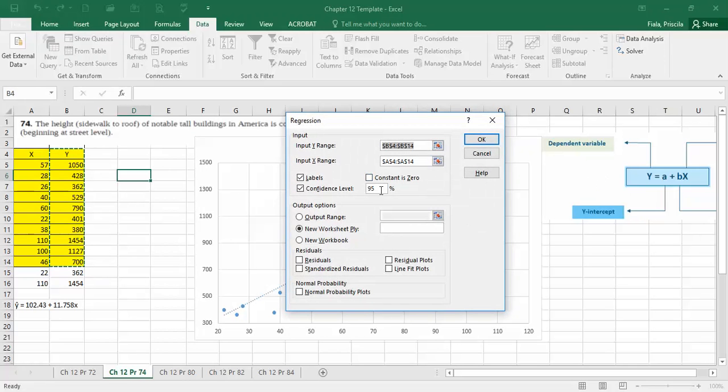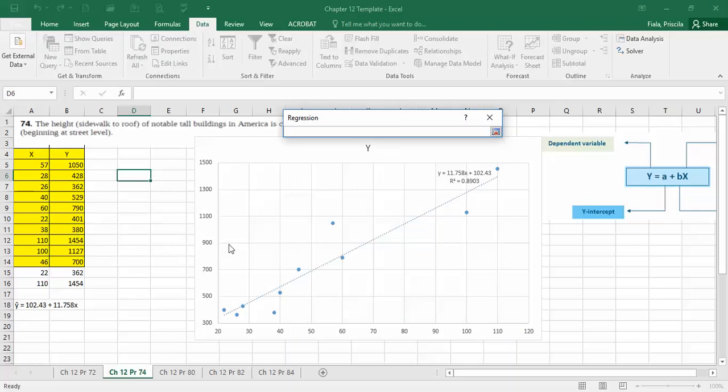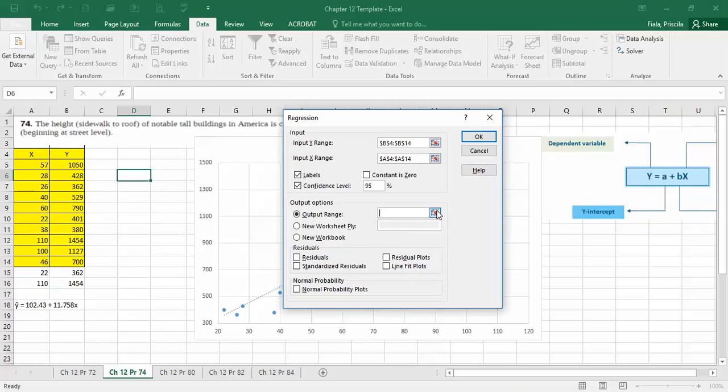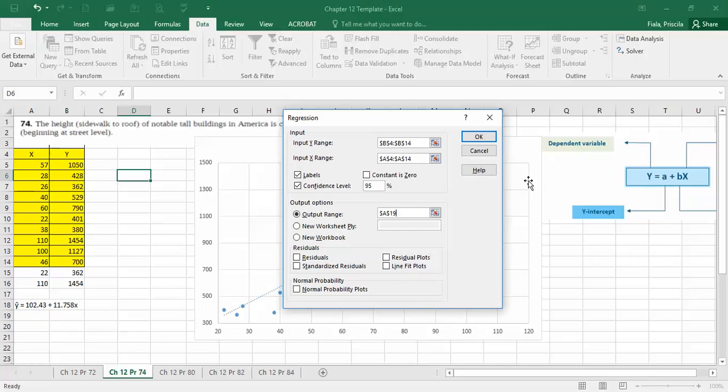Let's keep a confidence interval at the default 95%, or it'll be 1 minus the 95 for 5%. Output range: I just click over here to go back and select the cell. I want it to put the output starting right here. I want it to show me the residuals and the standardized residuals. I don't need the plots, I don't need graphs for that, and I don't need probabilities.